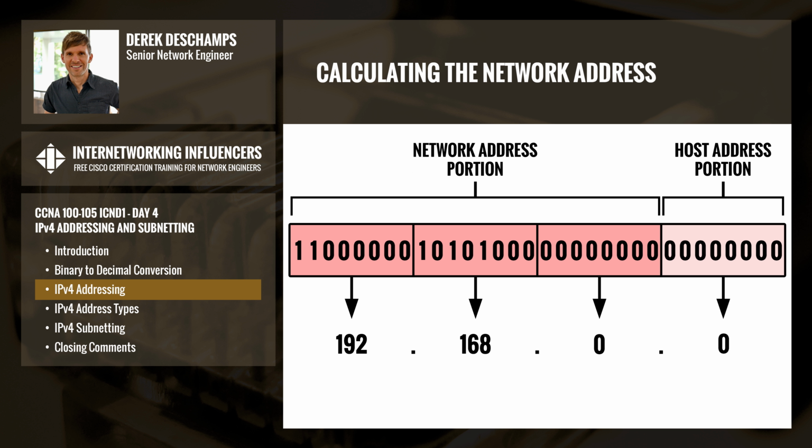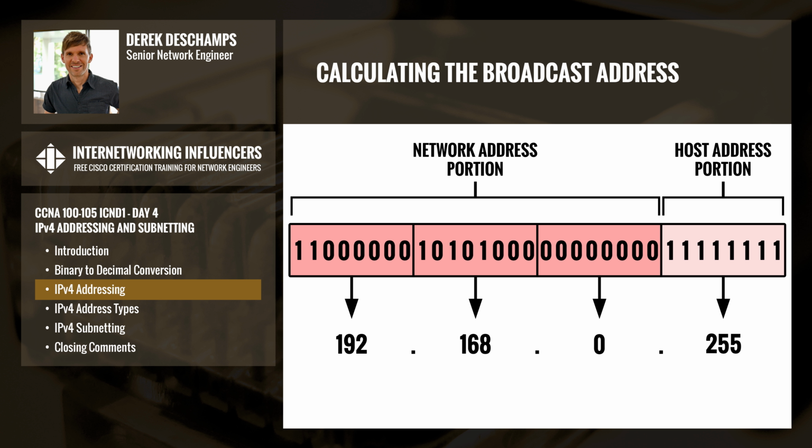The network address is always the first address on a particular network. If we want to calculate the network address, we simply set all bits in the host address portion of the IP address to 0. We then convert each octet back to decimal. In this example, our network address is 192.168.0.0.